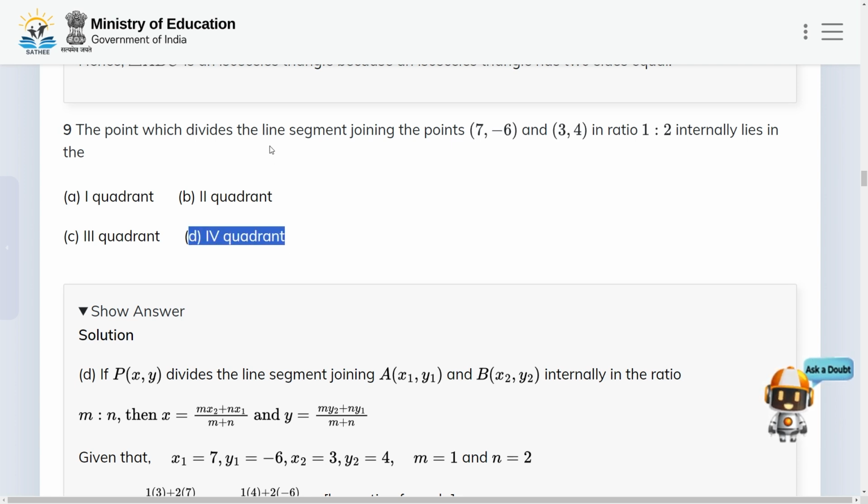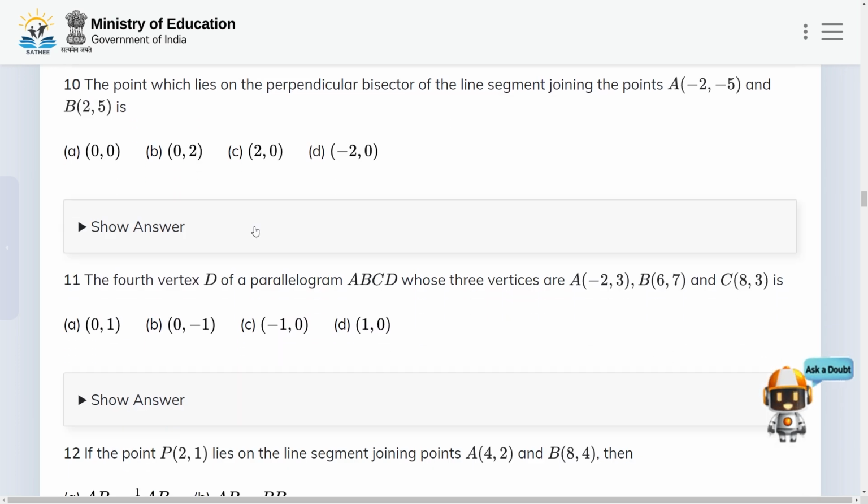Now let us move to question number 10. The point which lies on the perpendicular bisector of the line segment joining the points A of minus 2 comma minus 5 and B of 2 comma 5 is what?